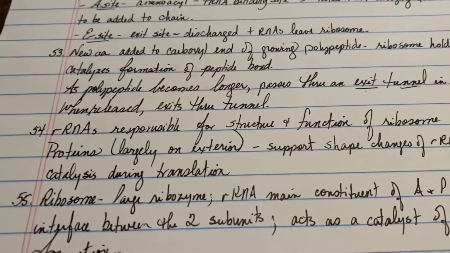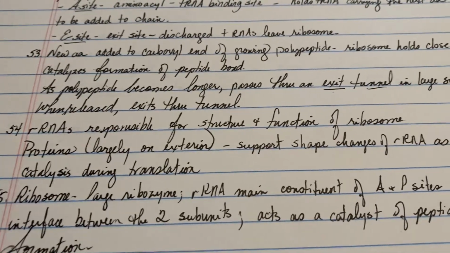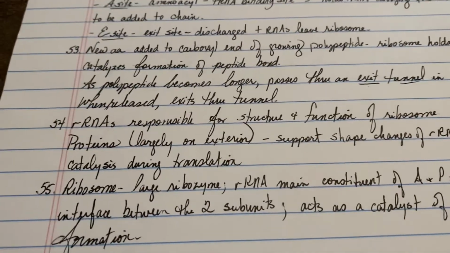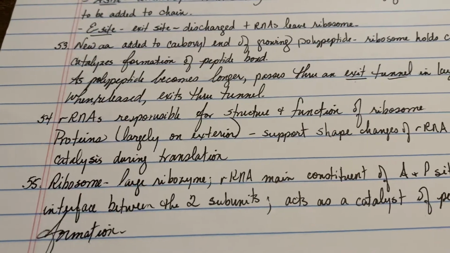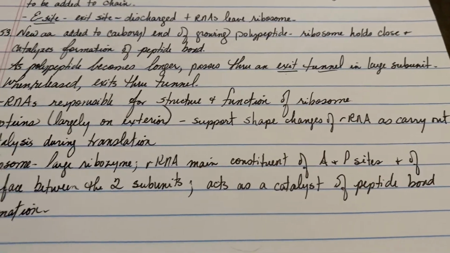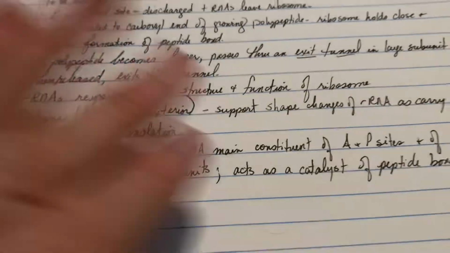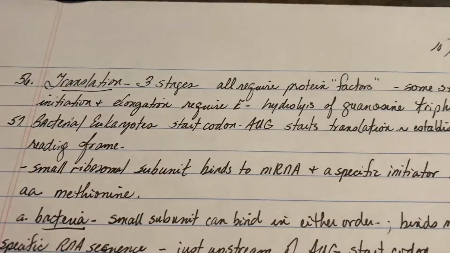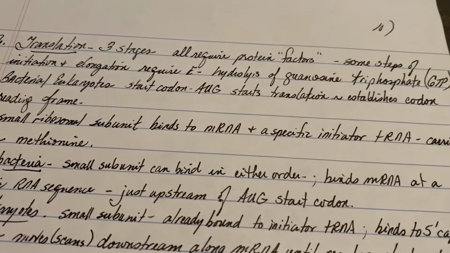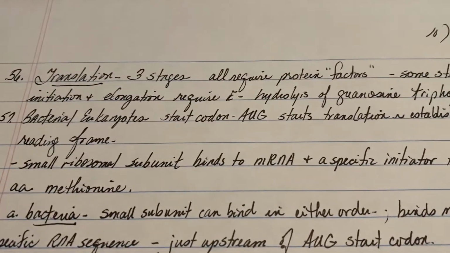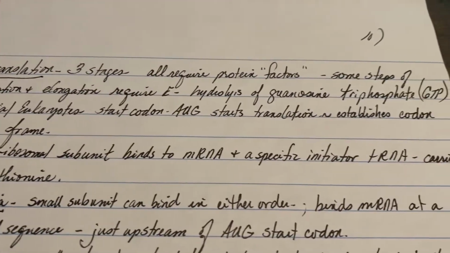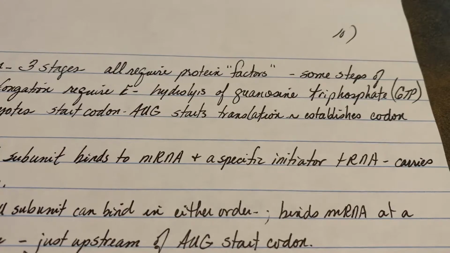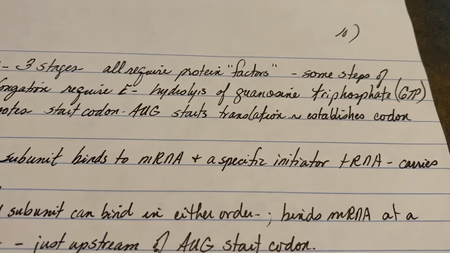The ribosome has a large ribozyme. Ribosomal RNA is the main constituent of the A and P sites and of the interface between the 2 subunits. This acts as a catalyst for peptide bond formation. Translation occurs in 3 stages. All require additional protein factors. Some steps of initiation and elongation require energy, and in order to do this, we're going to use the hydrolysis of guanosine triphosphate, GTP, which is very similar to ATP.